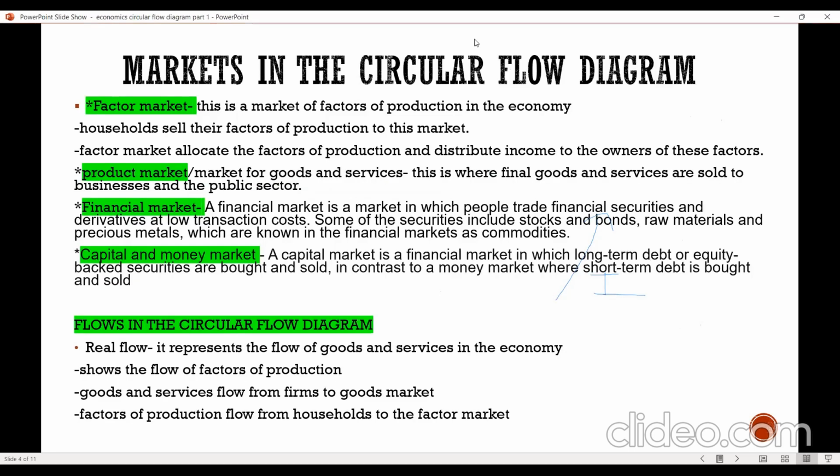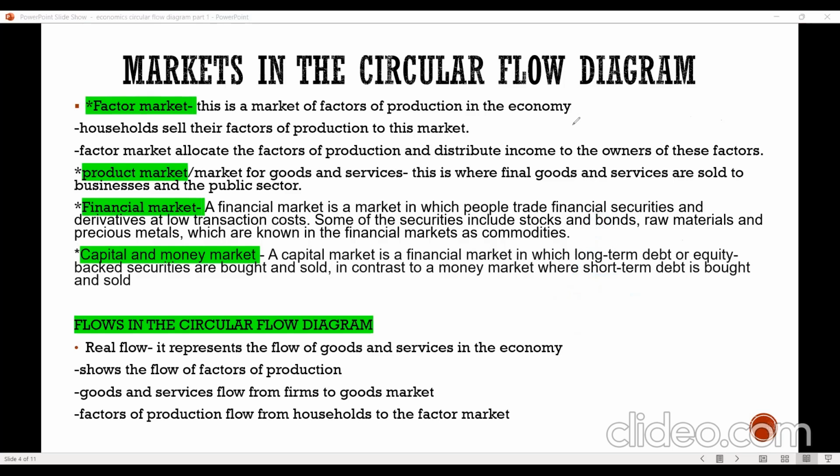Right. Here we are going to go to markets in the circular flow diagram. We are looking at the different markets which are found in the circular flow diagram. What are the different markets found in the circular flow diagram? The first market here, we're talking about the, let me remove this a bit. Right, clear. Markets in the circular flow diagram.